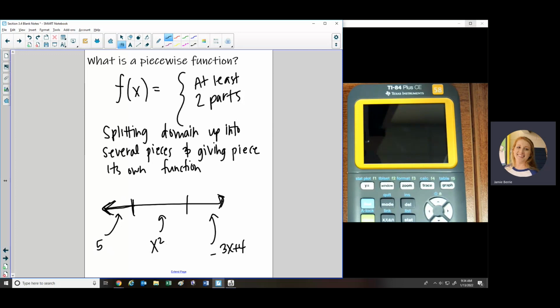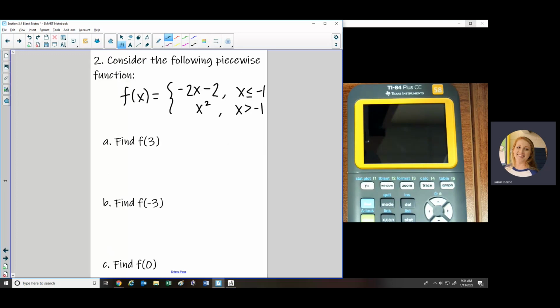All right, so let's take a look at a piecewise function. It says, consider the following piecewise function. You may have to pause the video to write this down. It says f of x equals, and then we've got that distinctive curly brace. It says negative 2x minus 2 if x is less than or equal to negative 1. So that means if you have an x value that's less than or equal to negative 1, this is the function that it's defined on.